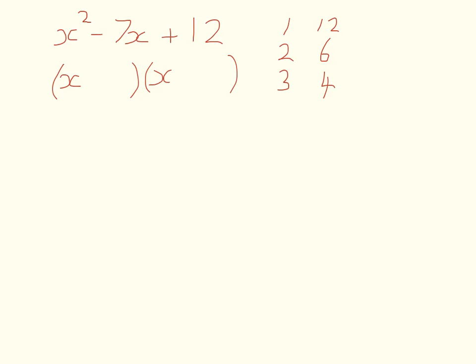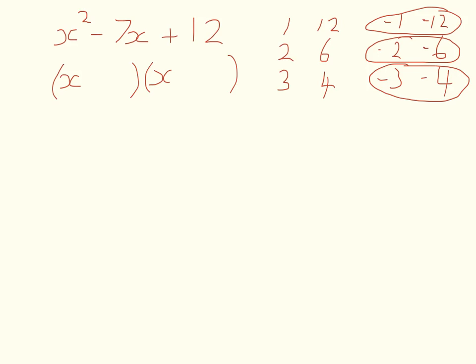But if you remember, a negative times a negative is also a positive. So I could have minus 1 and minus 12, minus 2 and minus 6, and minus 3 and minus 4. Each of those multiplications still gives me plus 12, because a minus times a minus is a plus. So I want to put some numbers in here where I multiply and get plus 12, but they add together to make negative 7.